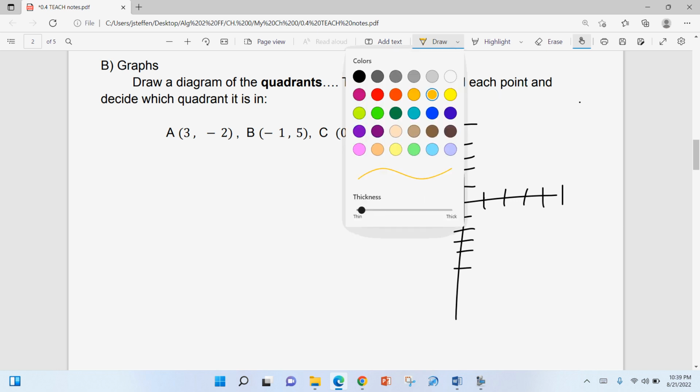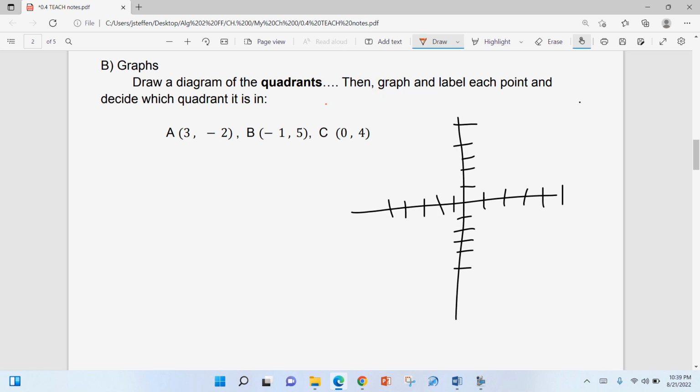So this is the graph. That's what they're saying where they say draw a diagram. The quadrants are, this is quadrant 1, this is quadrant 2, this is quadrant 3. Whoops. Can't really read that very well.